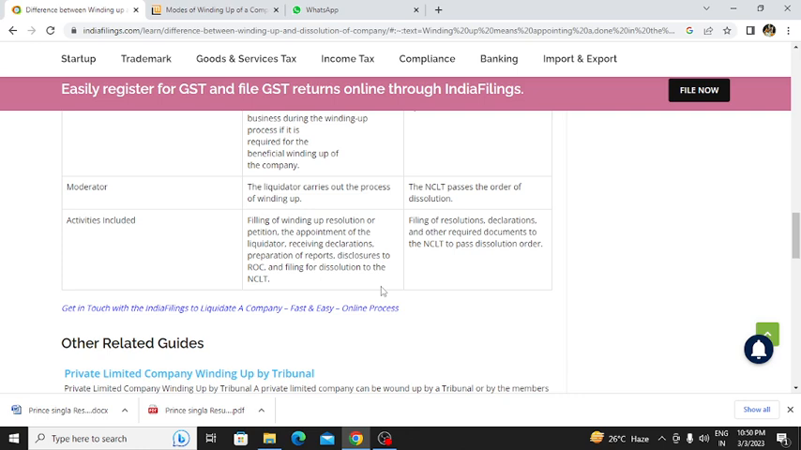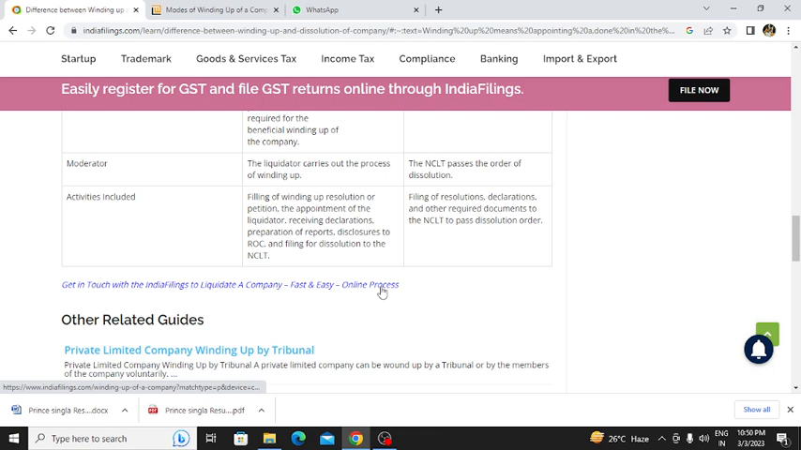Activities involved in winding up: filing of petition, appointment of liquidator, declaration and preparation of report, disclosure to the ROC, and filing of dissolution with the NCLT. So in winding up, the petition is filed, the liquidator is appointed, the amount is realized, the declaration is given, and disclosure is made to the ROC, followed by filing of dissolution with the NCLT. On the other hand, in dissolution, the dissolution declaration and other required documentation are filed, the resolution is passed, and the NCLT passes the dissolution order.